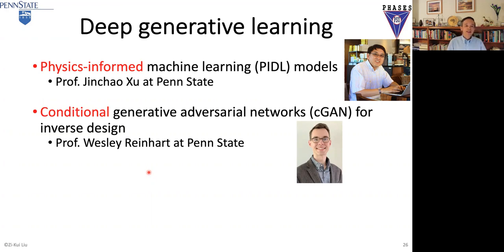It turned out the machine learning community, of course, is doing that too. The one we're going to work on is called conditional generative adversarial networks, or CGAN, for inverse design. Our department had a new hire, Professor Wesley Reinhart, and he's an expert in that area. So we're working together on that, and we already have one project from an API to do inverse design of, in this case, refractory alloys.